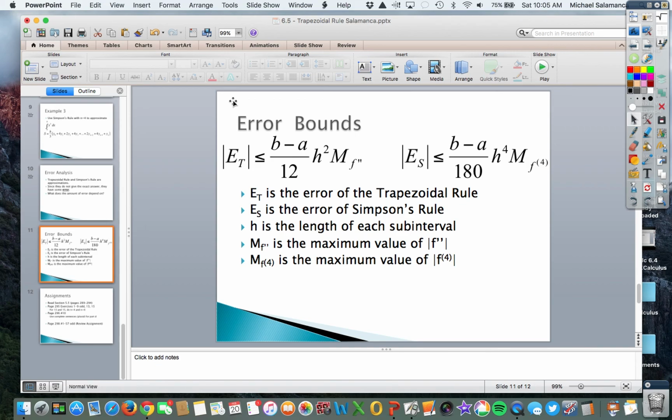I just wanted you to see that because we're doing Simpson and trapezoidal rule, there are going to be some errors. So that's all for now.